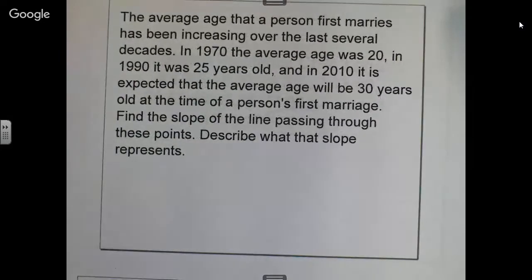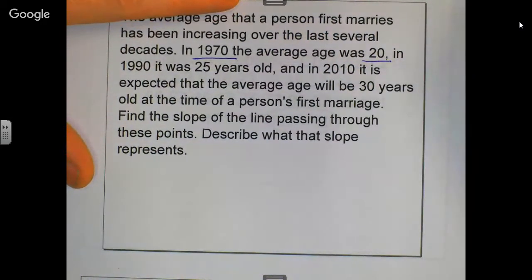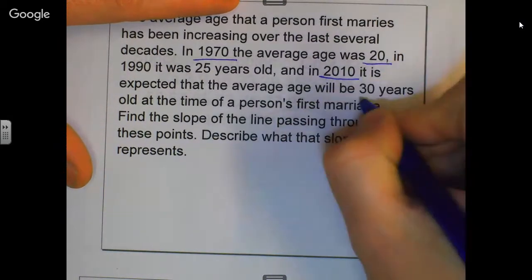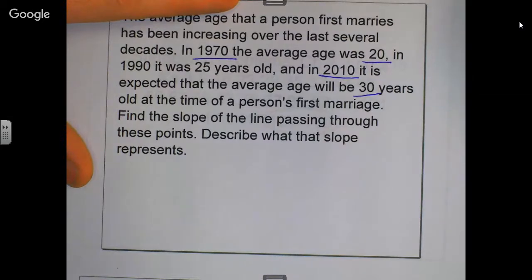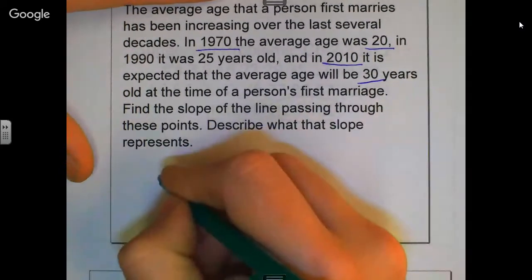So we have word problems with this. The average age that a person first marries has been increasing over the last several decades. In 1970, the age was 20. In 1990, it was 25 years old, and in 2010, it was 30 years old at the time of the person's first marriage. Find the slope of the line passing through these points. Describe what the slope represents. So I can make a graph out of this.